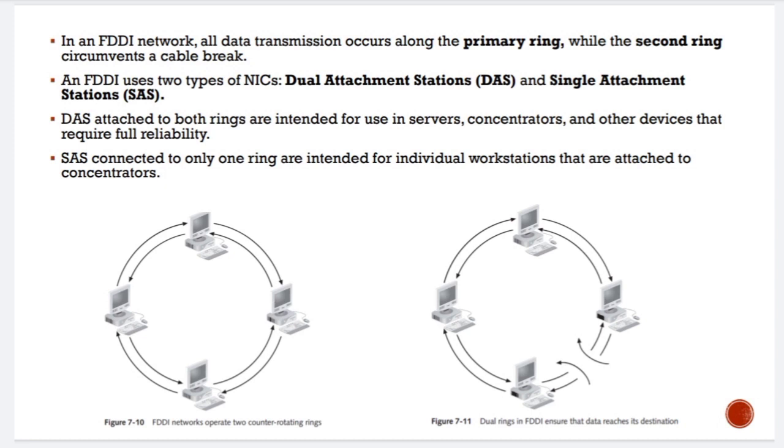An FDDI uses two types of NIC. The first one is Dual Attachment Station, or DAS, and the second is Single Attachment Station, which is SAS. DAS attached to both rings are intended for use in servers, concentrators, and other devices that require full reliability. SAS connected to only one ring are intended for individual workstations that are attached to concentrators.